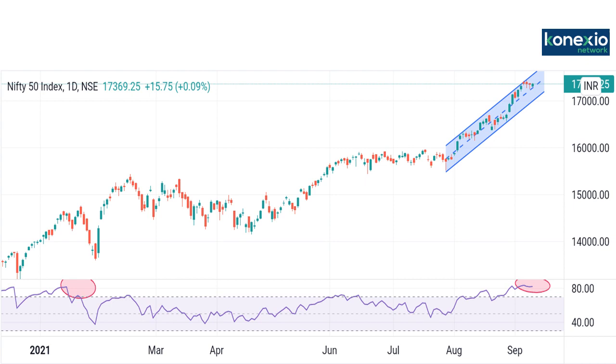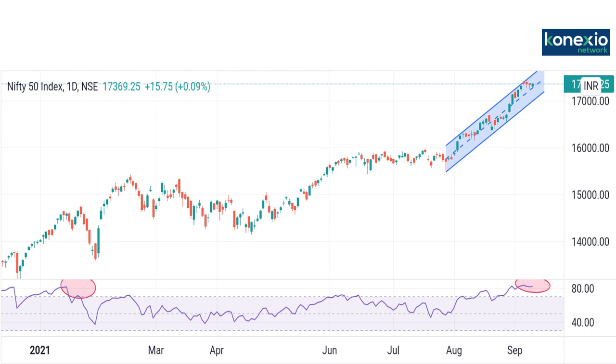you will clearly see on the daily chart that it has been moving in an upward rising channel, making higher tops and higher bottoms since the end of July. Now let us discuss what has happened in the past when RSI has reached these overbought areas.